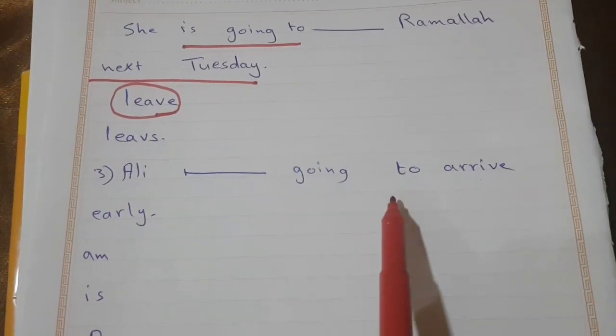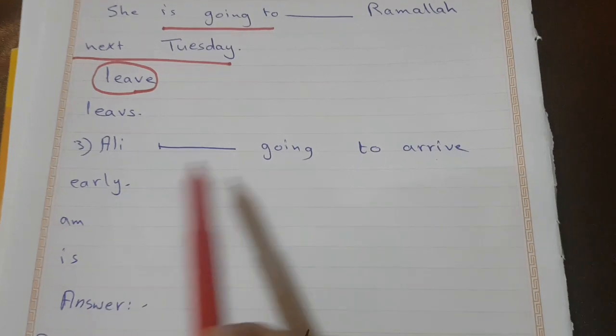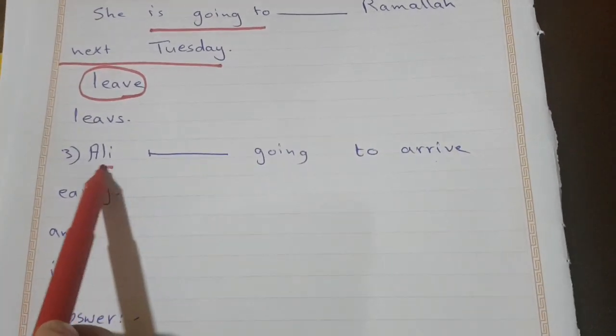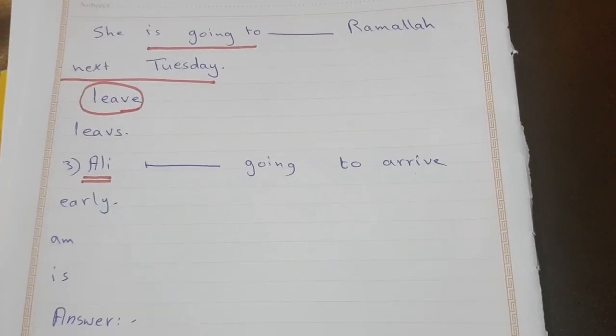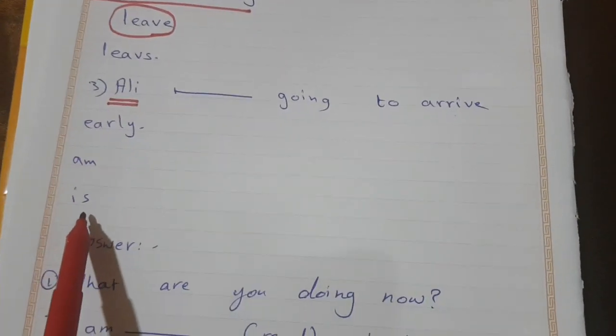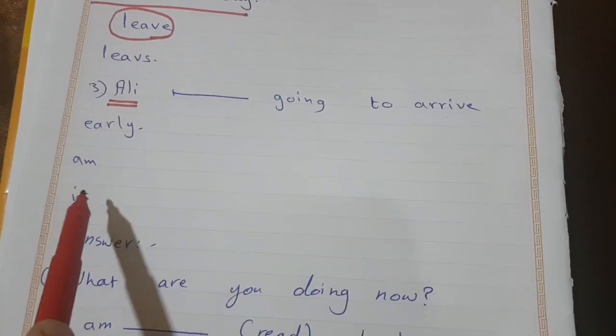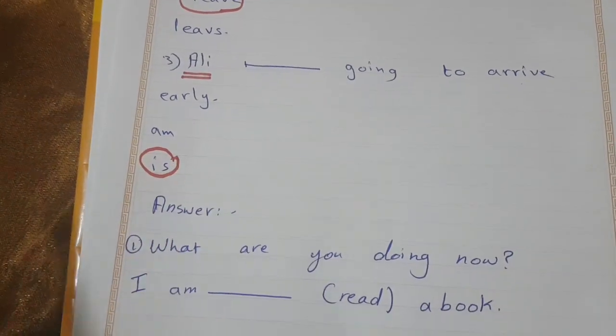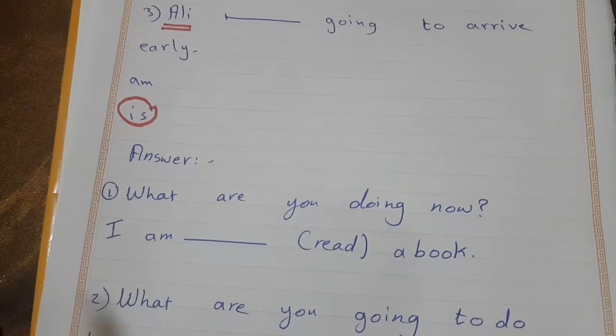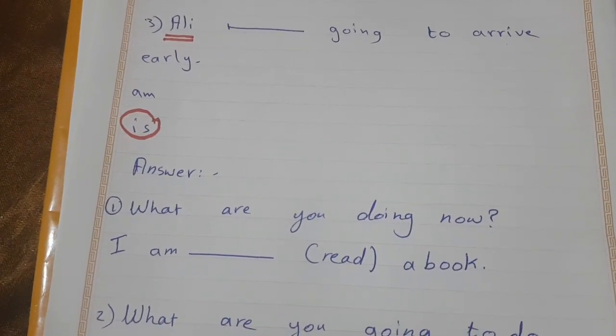Ali going to arrive early. Here we have going to, but we have Ali. So you have to choose Ali am or Ali is. Ali is a boy. It means he. So he is, not am.